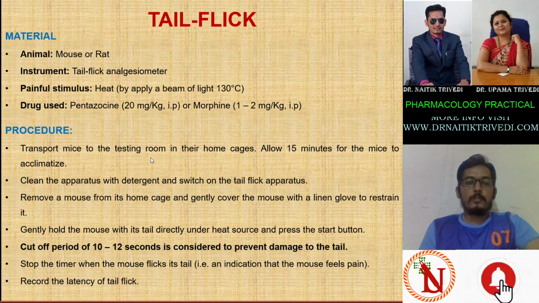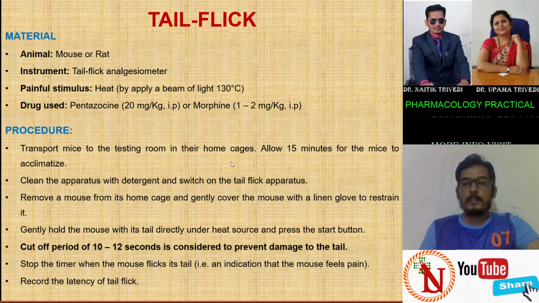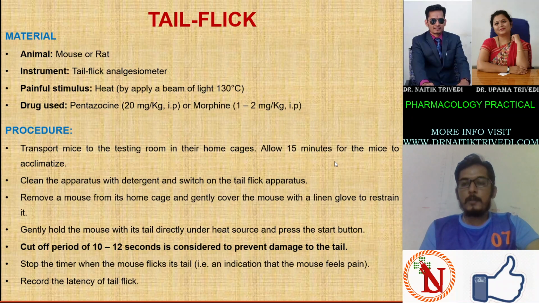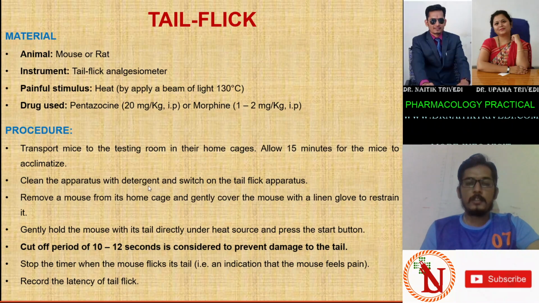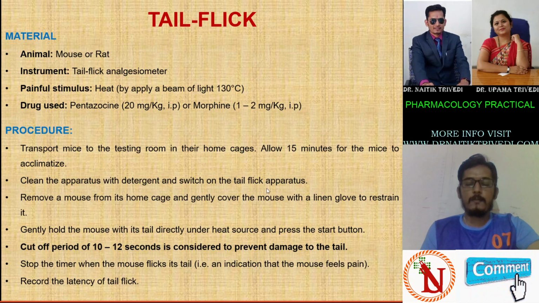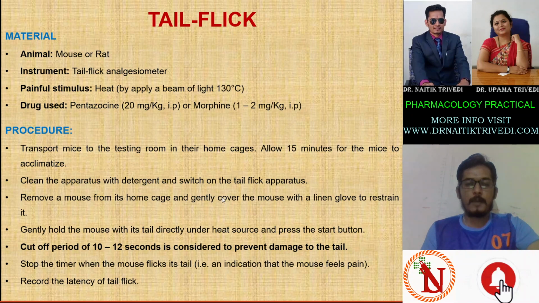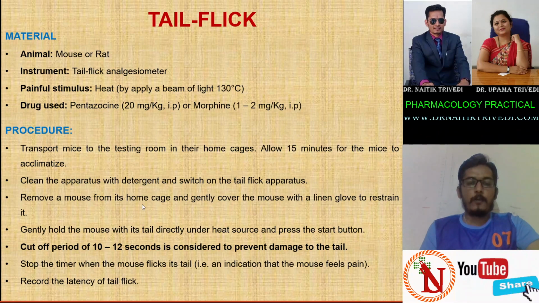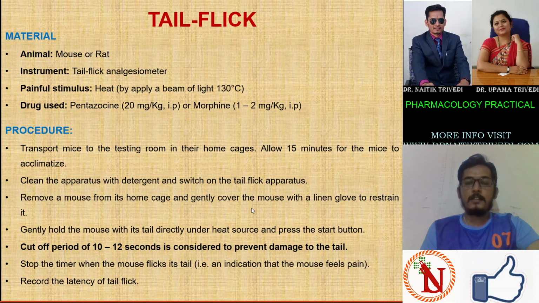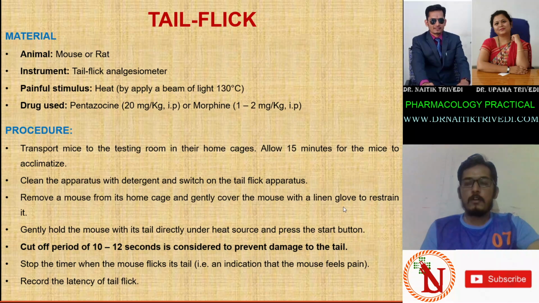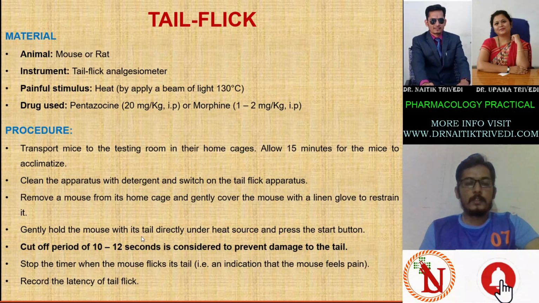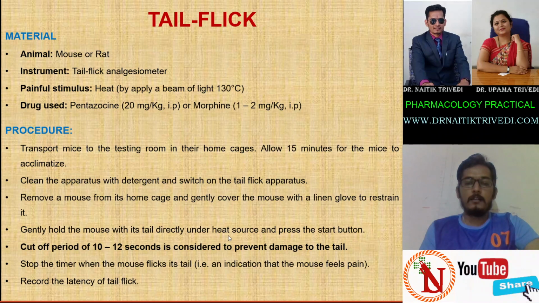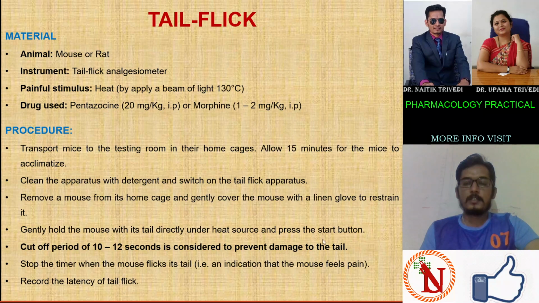Transport mice to the testing room in their home cage. Allow 50 minutes for the mice to acclimatize. Clean the apparatus with detergent and switch on the tail flick apparatus. Remove a mouse from the home cage and gently cover the mouse with a gloved hand to restrain it. Gently hold the mouse with its tail directed under the heat source and press the start button.